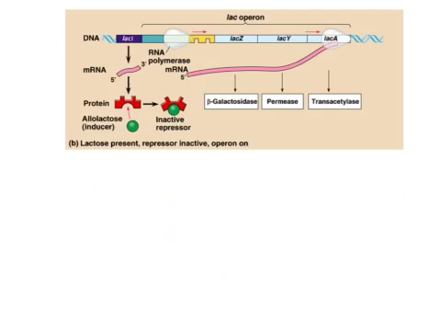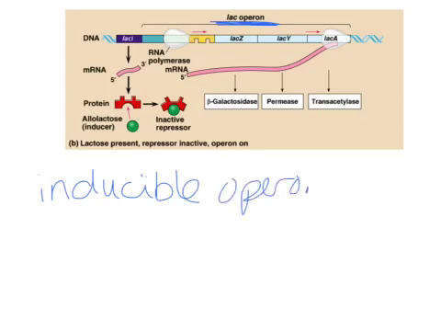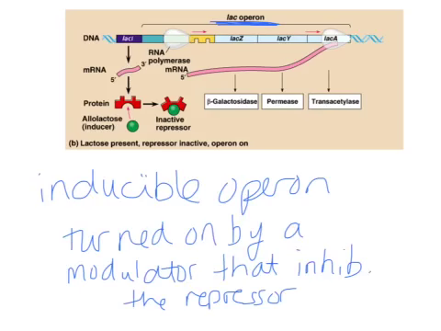Okay, so let's look at a couple of operon examples. The first one we're going to look at is what's called the Lac Operon. And again, these are in prokaryotes. We're focused on the Lac Operon, LAC for lactose. The Lac Operon is what's called an inducible operon, which means that it is going to get turned on by a modulator that inhibits the repressor.